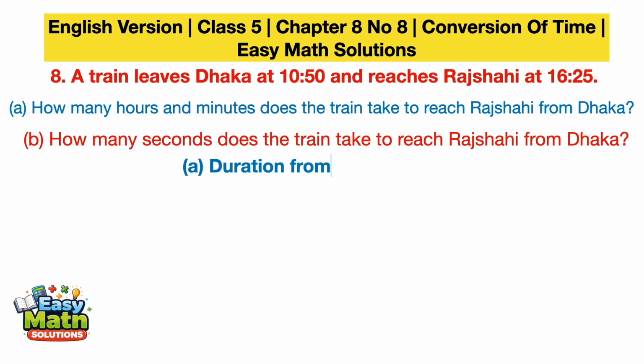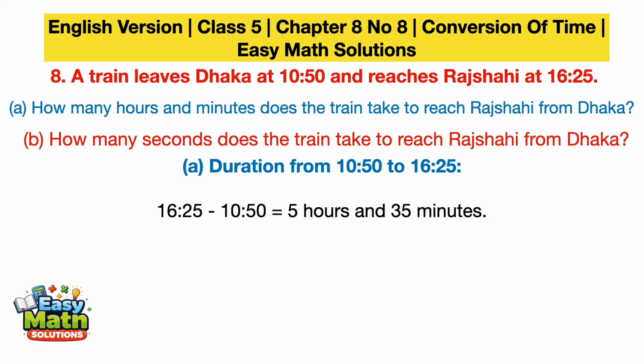Number A, duration. From 10:50 to 16:25. We know that an hour has 60 minutes. Okay, that means 16:25 minus 10:50 equals 5 hours and 35 minutes. And number B, duration in seconds.